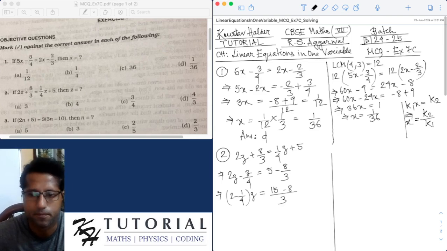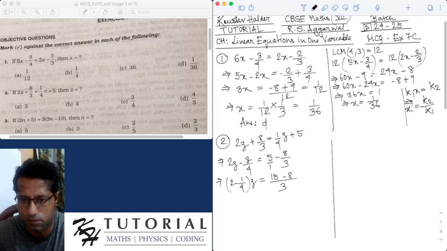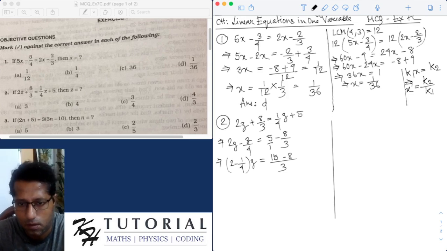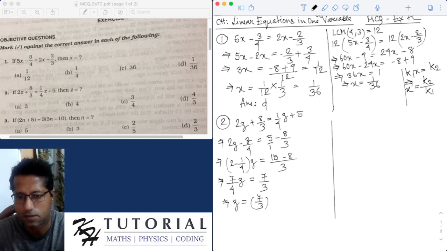by 3. 5 is nothing but 5 by 1. If you do the subtraction of the fraction, it is 15 minus 8 by 3. Now this implies 2 minus 1 by 4 is 7 by 4. 7 by 4 z equals 15 minus 8, which is 7 by 3. This implies z equals 7 by 3 divided by 7 by 4.